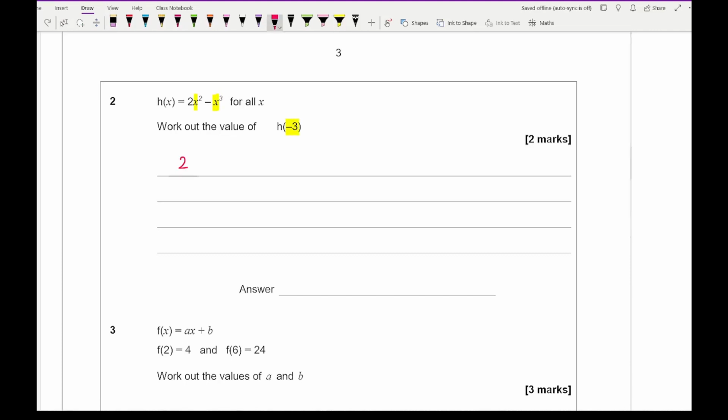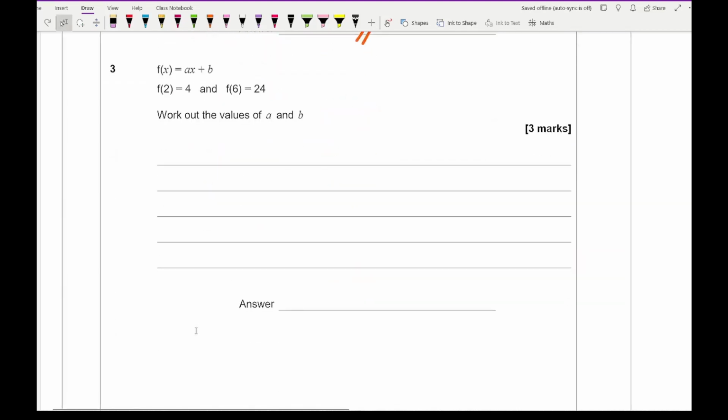So here I get 2 times minus 3 squared minus minus 3 cubed. This bracket, minus 3 times minus 3 is 9, so that becomes 2 times 9. Minus, and minus 3 cubed, that's minus 3 times minus 3, which is 9, times minus 3 is minus 27. So that then becomes 18 plus 27, which gives me an answer of 45.